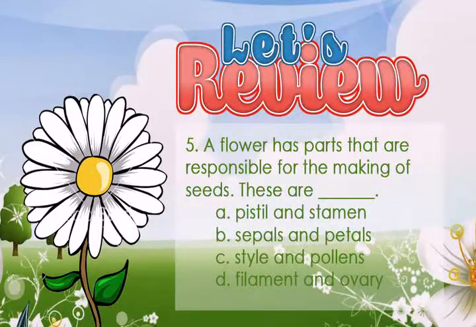Question number 5. A flower has parts that are responsible for the making of seeds. These are blank. A. Pistil and stamen. B. Sepals and petals. C. Style and pollen. D. Filament and ovary. You've got it right. The pistil and the stamen are parts of the flower that are responsible in the making of seeds in flowering plants.